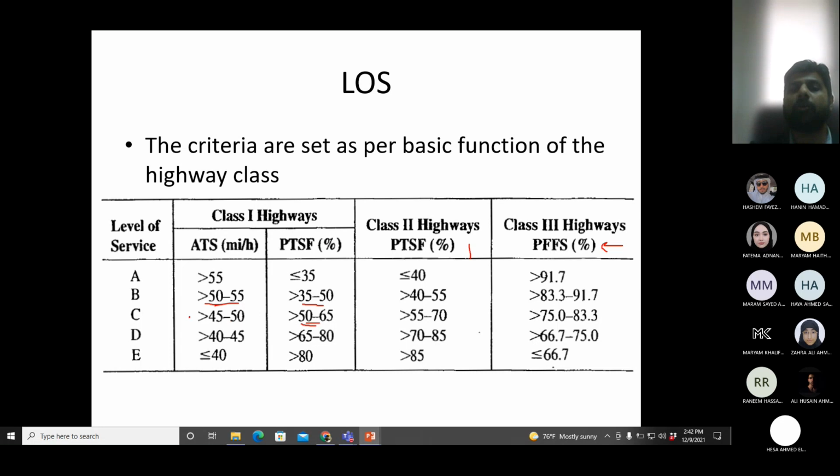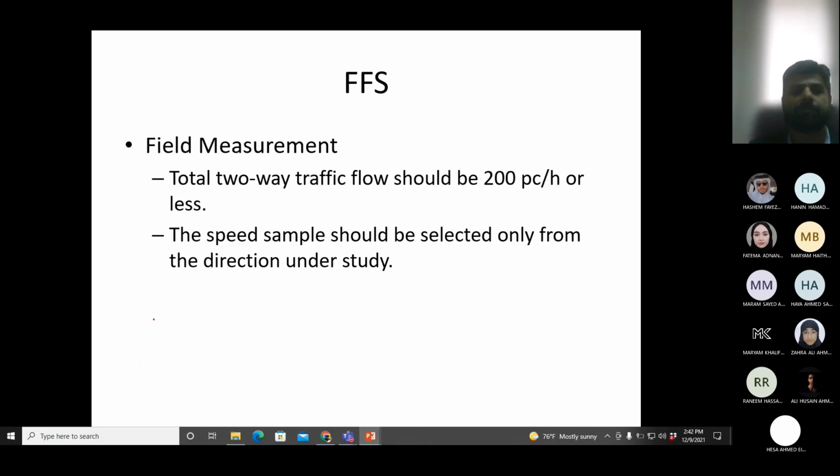Then you will take the lower level of service. For a level of service, both values must be in the range of the same level of service. If this doesn't happen, then you will take the lower value. So if one value is in the range of B and the other one is in the range of C, you will take C. If one value is in A and the other value is in C, you will take C. Okay, so this is for class 1.